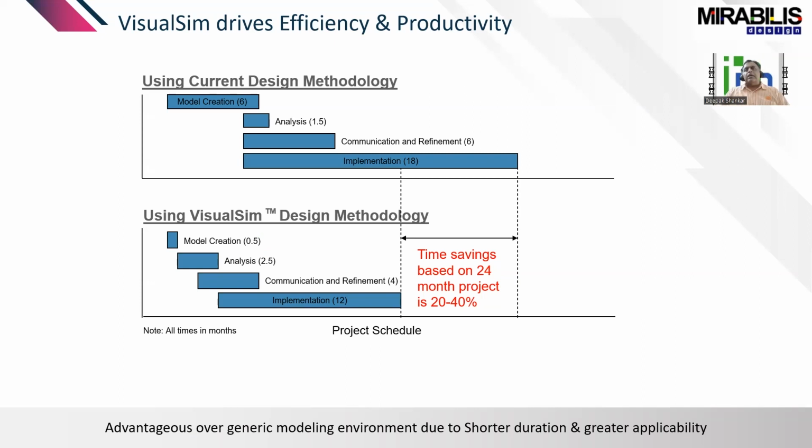You can get to your implementation much earlier, but at the same time, all of your communication refinement is done before your implementation starts. So based on over 250 products that have been built with VisualSim, people have shown between 20 and 40% saving in project schedule, which means that you have much greater control over how you're building your product.